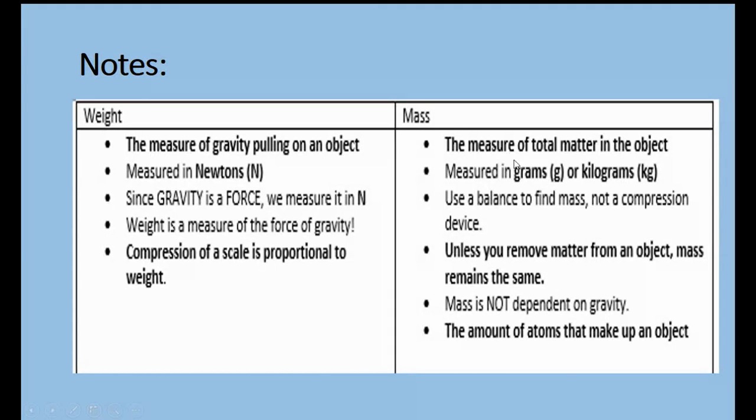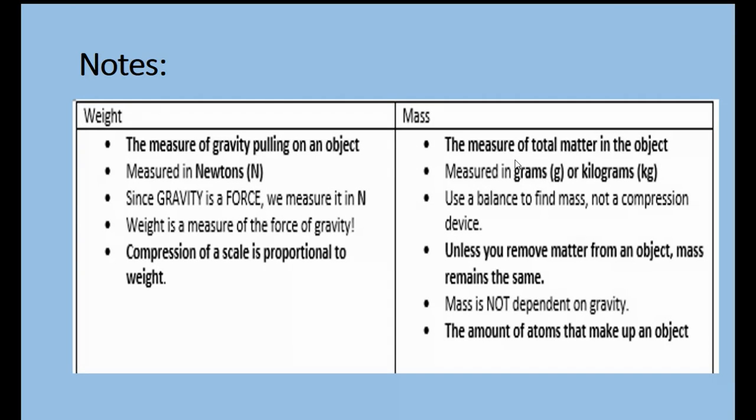Now, mass, we're looking at the measure of the total matter that makes up an object. That's why you can have, say, two boxes that are the same exact size, the same exact color, the same shape, everything about the boxes is the same, but you pick one up and it's super, super light. You pick another one up and it's super, super heavy. That has to do with the box that's light maybe being made of cardboard, while the other box is made of steel, which would be super heavy.